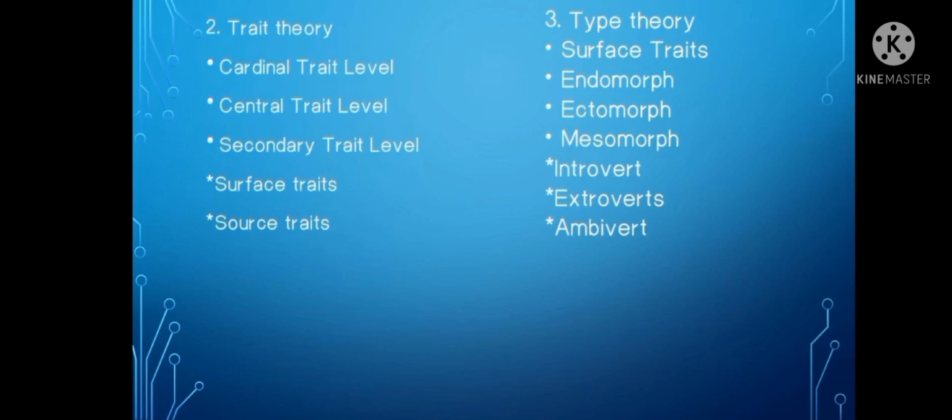The third theory is the type theory, the type of approach that discusses personality in body types. Endomorph: these are the most affectionate people. They are liked by most. The third one is ectomorph. They are thin individuals and poorly developed. And the last one is the mesomorph. These are people who are fit, muscular, and athletic. There are three types of personality.